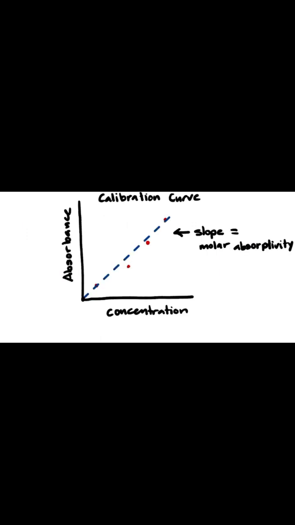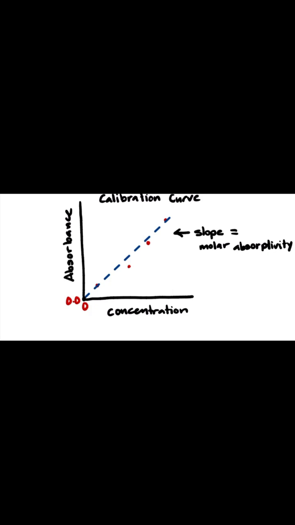The molar absorptivity can be determined by a calibration curve if the concentration and maximum absorbance of a substance are known. Concentration would be the x variable of the graph, while absorbance would be the y variable. The molar absorptivity would be the slope of this graph.